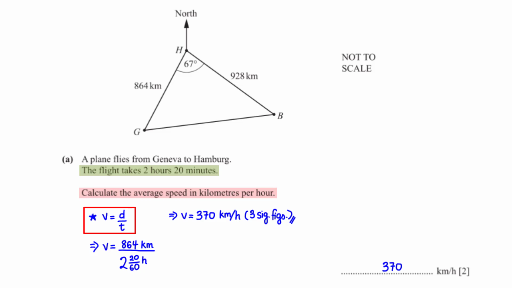The distance d from Geneva to Hamburg is 864 kilometers. The time duration for the flight is 2 hours 20 minutes. We divide 20 by 60 to convert it to hours. When we type this into the calculator, we get 370 kilometers per hour, rounded to three significant figures.